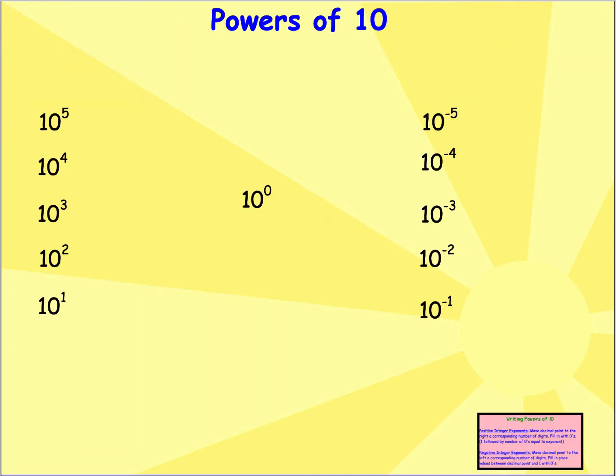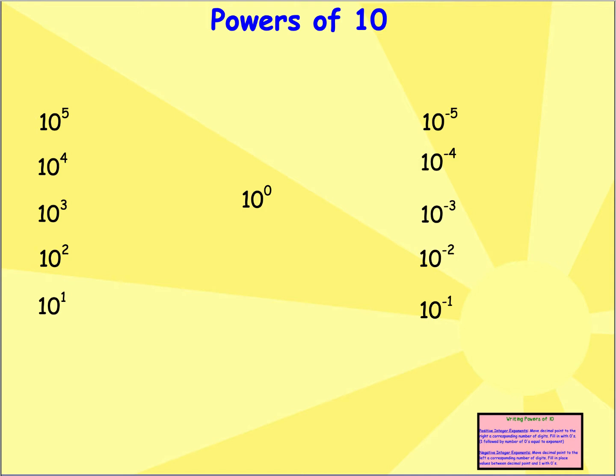Okay, so scientific notation is a way that we can accomplish writing very large numbers and very small numbers in a condensed way that allows us to easily compare. So let's look first at base 10 and what it does.